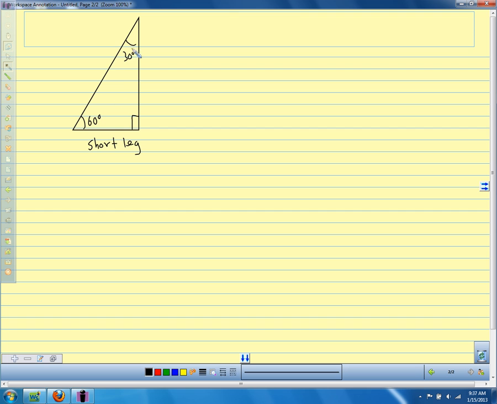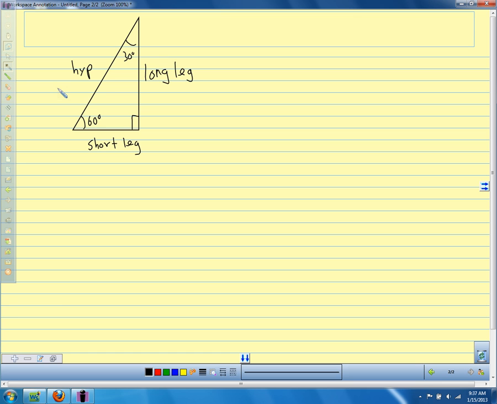The short leg is across from the 30-degree angle. This side is the long leg. It's across from the 60-degree angle. And then the longest side is across from the 90-degree angle, the hypotenuse. So this is how we're labeling our 30, 60, 90 triangle. Got a short leg, long leg, and the hypotenuse.